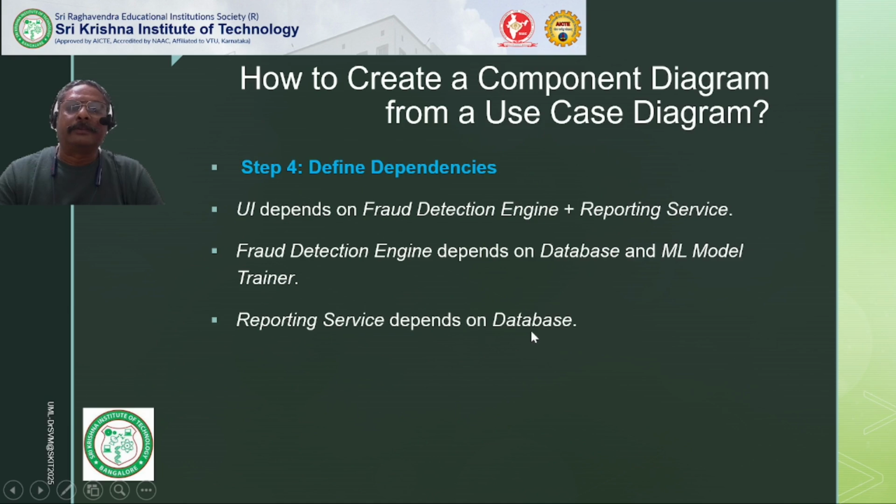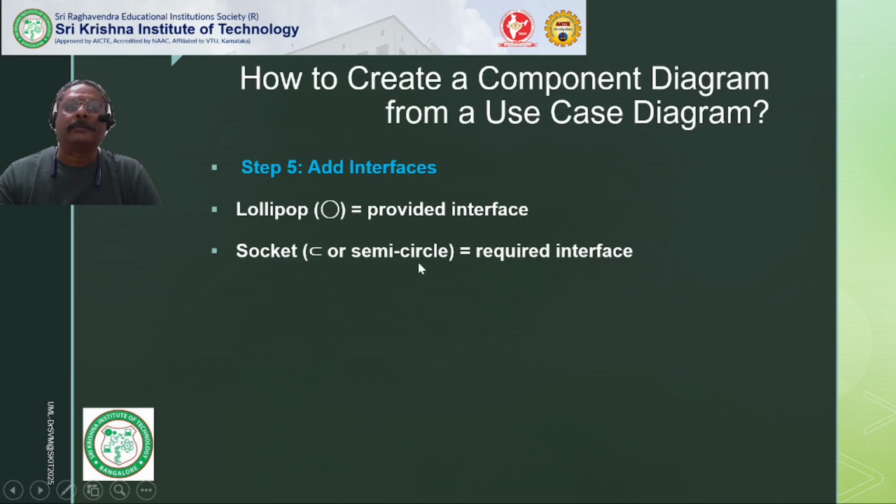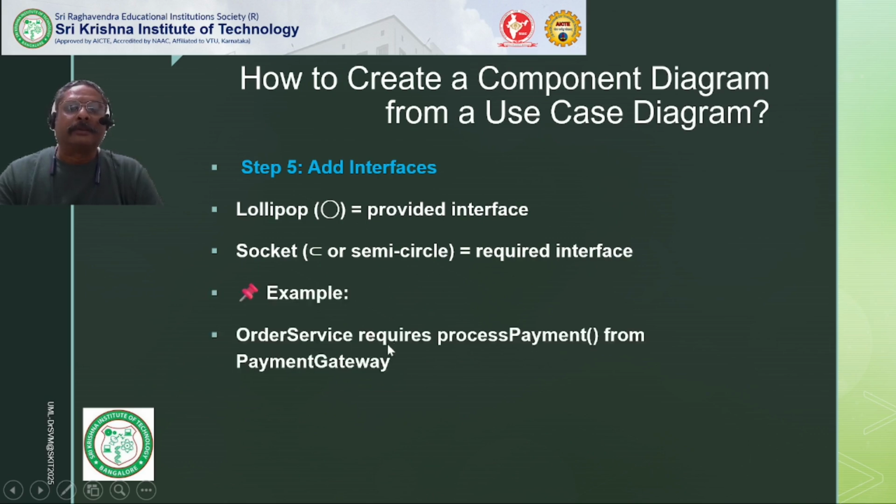The reporting service depends on the database and so on. And the next step is to add the interfaces. The lollipop is used for representing the provided interface, whereas the socket semicircle is used for the required interface. For example, order service requires process payment from the gateway. So order service is one component, payment gateway is another component, and process payment requires the service of the orders.